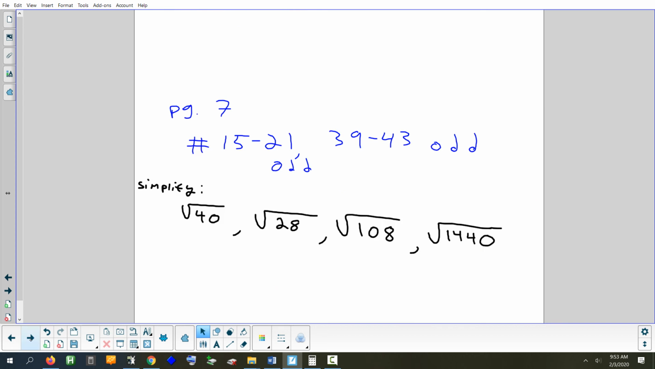So the homework for tonight is all that. Don't forget to copy these problems in black. Page 7, that's in your book. 15 to 21 odd, those are some distance. 39 to 43 odd, those are some midpoint. And then the ones in black are some square roots just to practice simplifying. Okay, square root of 40, square root of 28, square root of 108, and square root of 1440.